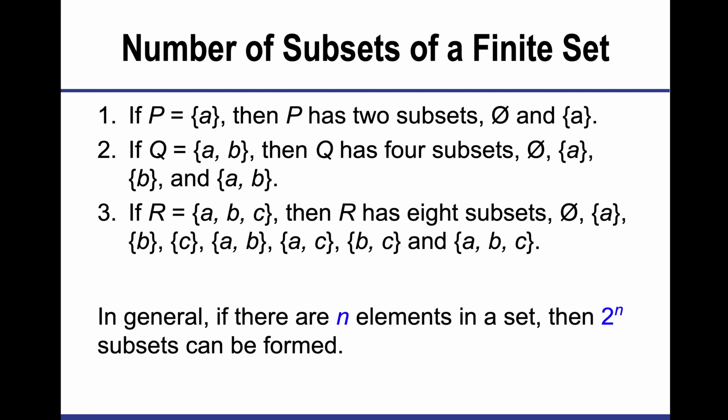So in general, if there are n elements in a set, then 2 to the n subsets could be formed. So if I have 10 elements in a set, I could have 2 to the 10th subsets. And that's all this slide is telling you, is to use that formula.